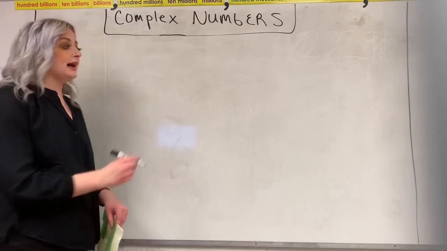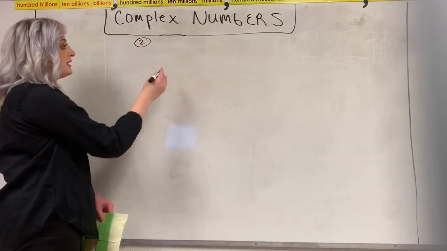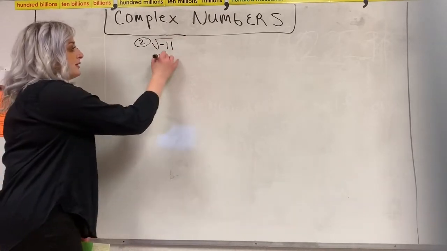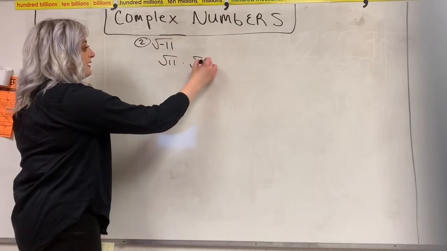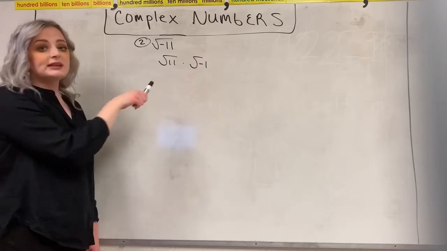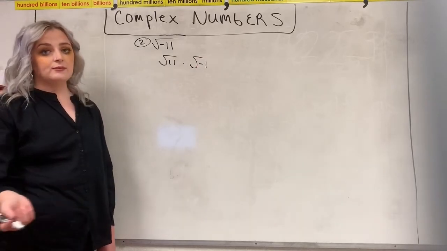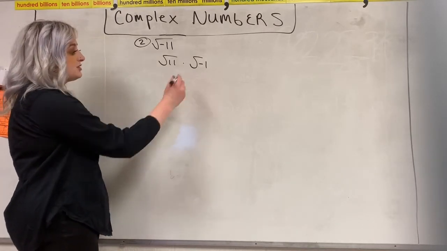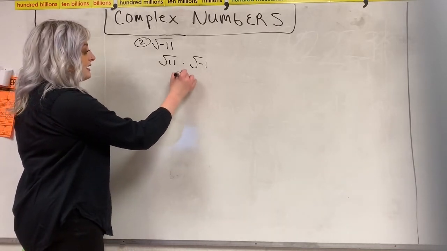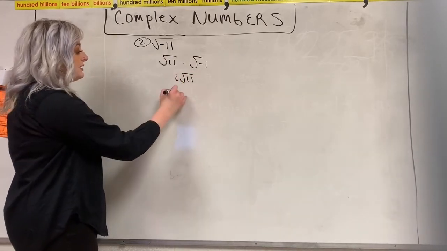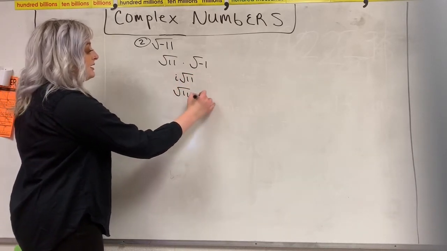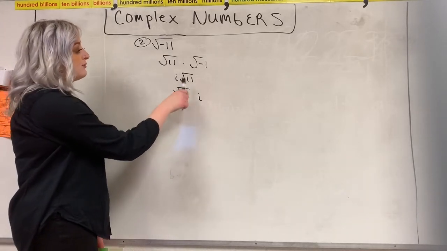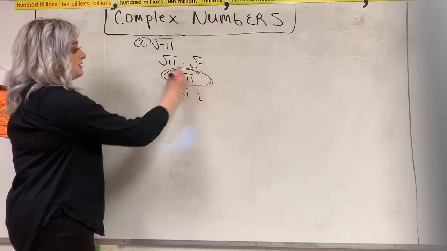Okay, so what if we have, I'm going to put second example here, square root of negative 11. Well, this is like saying square root of 11 times square root of negative 1. Well, square root of 11 does not simplify anymore because it's a prime number, and so we can just write it as i times square root of 11. Or if you wanted to, you could write square root of 11 i, but you have to be really sure that the i is outside of the radical, so I prefer this notation.